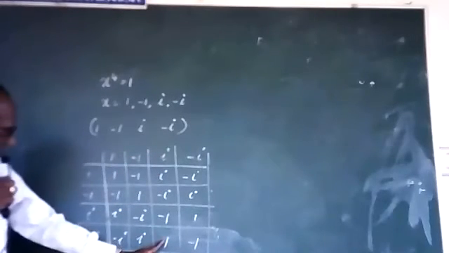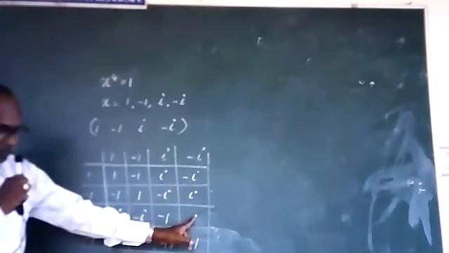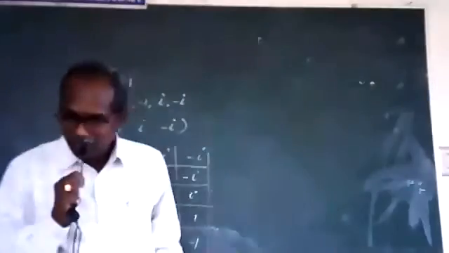And also here, all the elements commute with each other. For example, i into minus i is 1, and also minus i into i is also 1. Therefore, all the elements commute. Therefore, 1, minus 1, i, minus i form an abelian group.